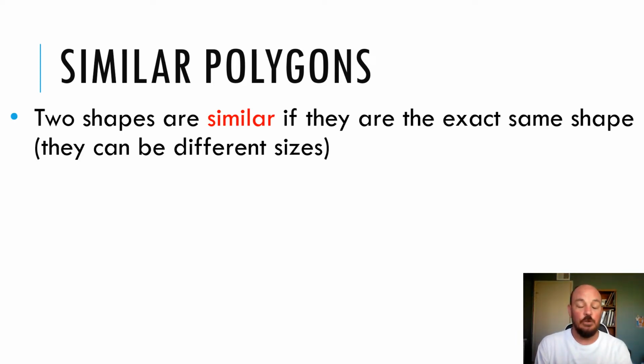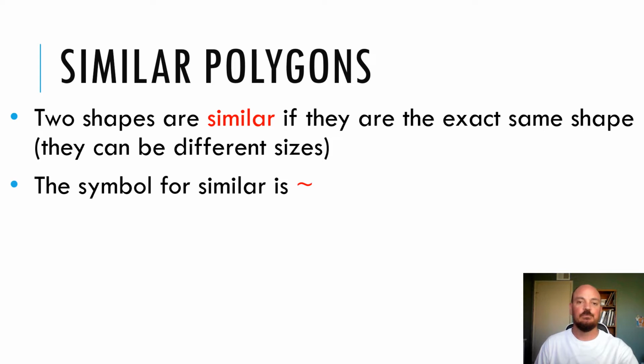Now, let's start with congruent. We said two shapes are congruent if they are exactly the same. Well, we say shapes are similar if they have the exact same shape, but they could possibly be different sizes. It's like when you have a bigger and a smaller version of the exact same thing, we call them similar. Now the symbol for similar is a little squiggle. It's like what goes over the equal sign on congruent, but without the equal sign under it.